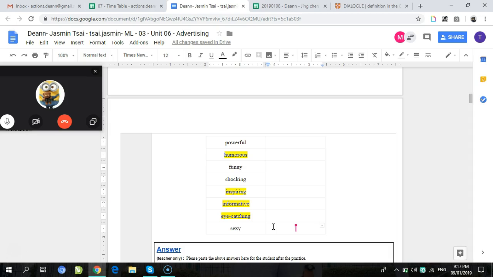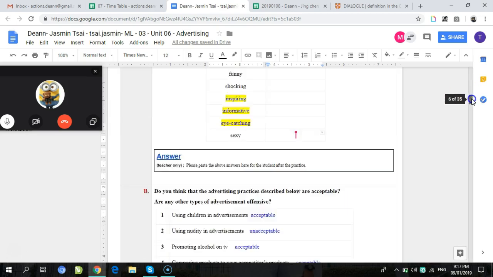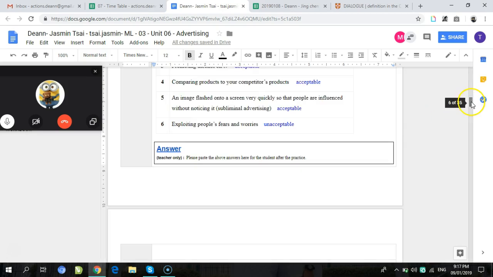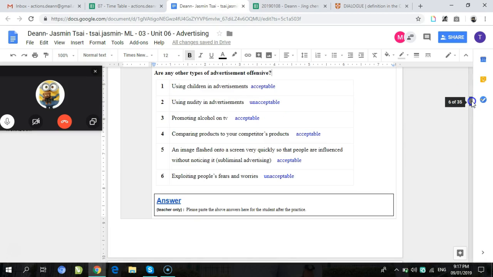That's all. Okay. Now this time, let us have the next one, number one, using the letter B, children advertisements. So the questions are, first, do you think that the advertising practices described below are acceptable? Are some types of advertisements offensive? Sometimes there are statements here that describe situations in advertisements, such as toys or baby accessories, labeled acceptable or unacceptable.